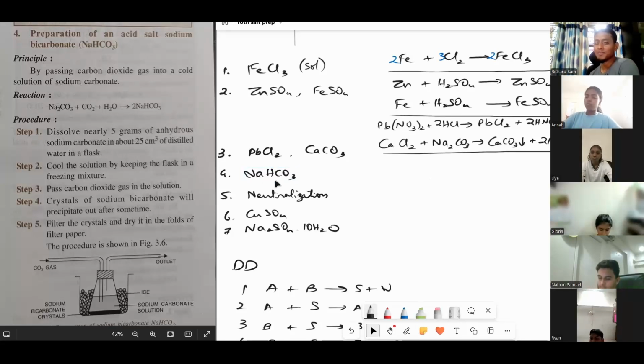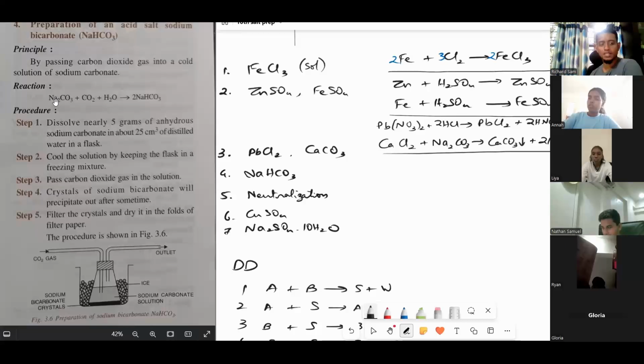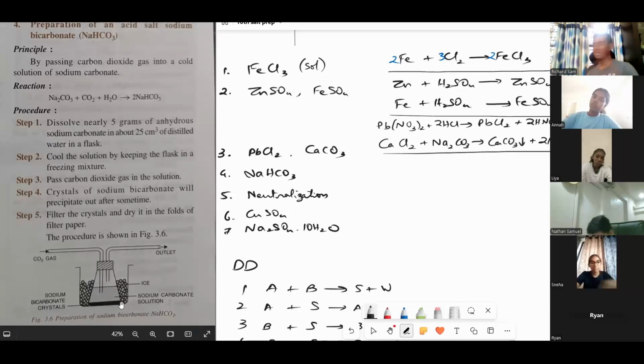Sodium bicarbonate. H is hydrogen carbonate. Short form for hydrogen is bi. Sodium bicarbonate. Okay. So how do we prepare this? First, we will take Na2CO3. What is Na2CO3? Sodium carbonate. It's a white color powder. Take that powder, put it in water, make a solution out of it. So you'll get this solution of sodium carbonate. Now keep it inside ice where it is cold.